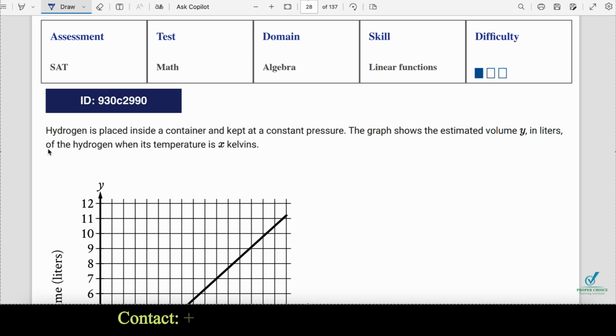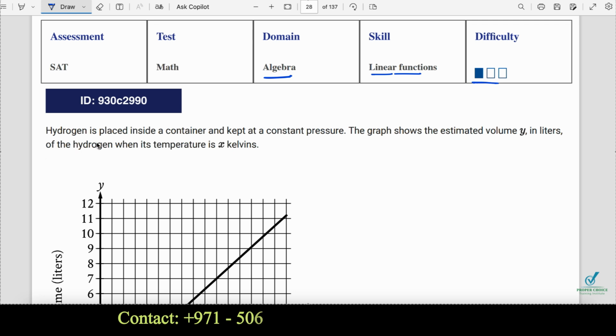Let me remind you, we are discussing questions on digital SAT math, section algebra, and the kind of concepts we are studying here is linear functions. And this question has a difficulty level of easy. It's a simple question.